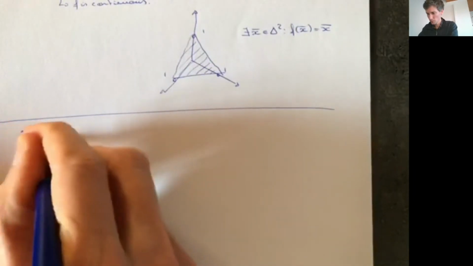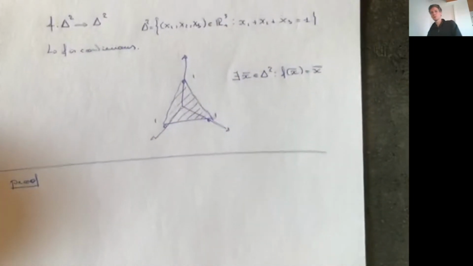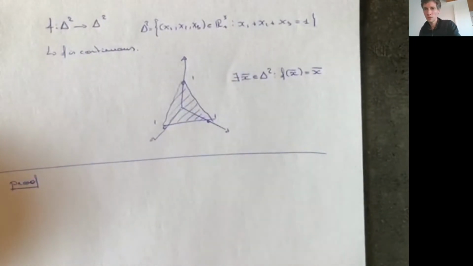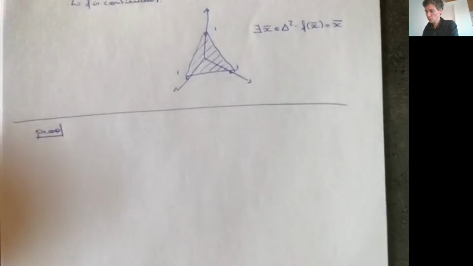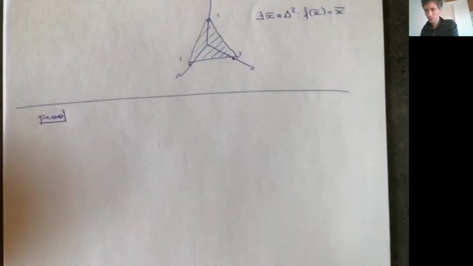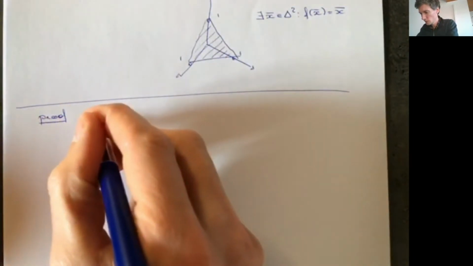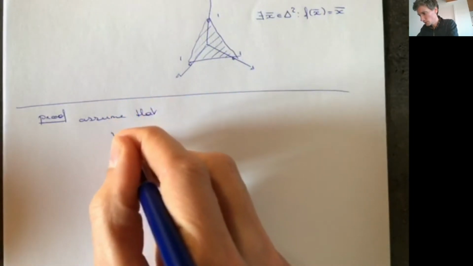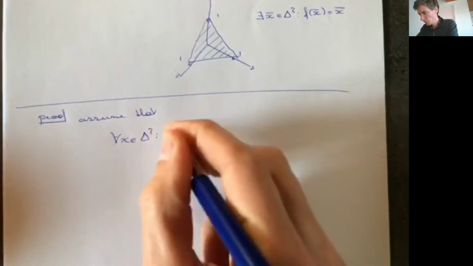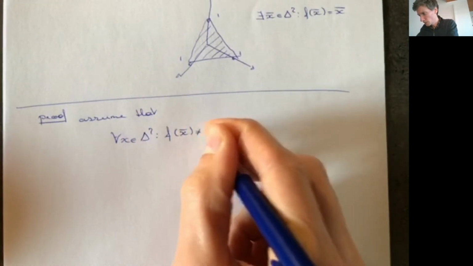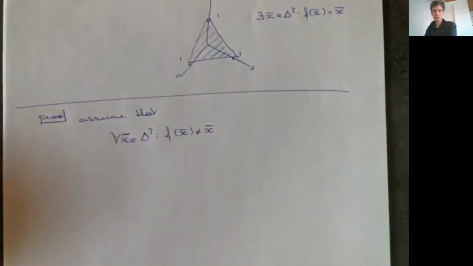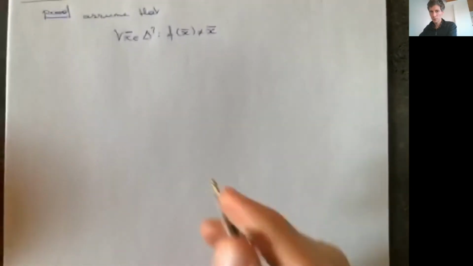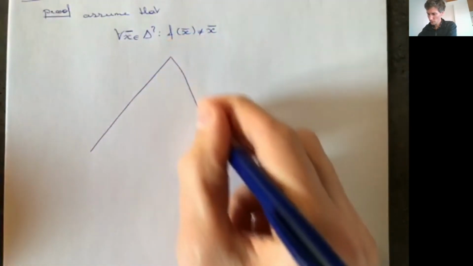So the proof is going to be very analogous to the proof for delta 1, but with some special cases in order to make sure that the coloring also works in this case. As in the previous part, the proof is going to be by contradiction. So assume that for all x in delta 2, f of x is different from x.